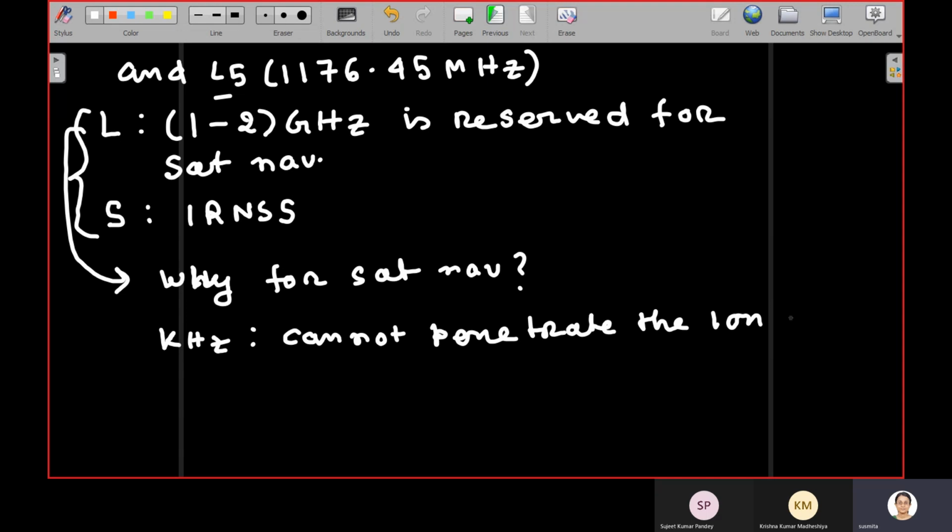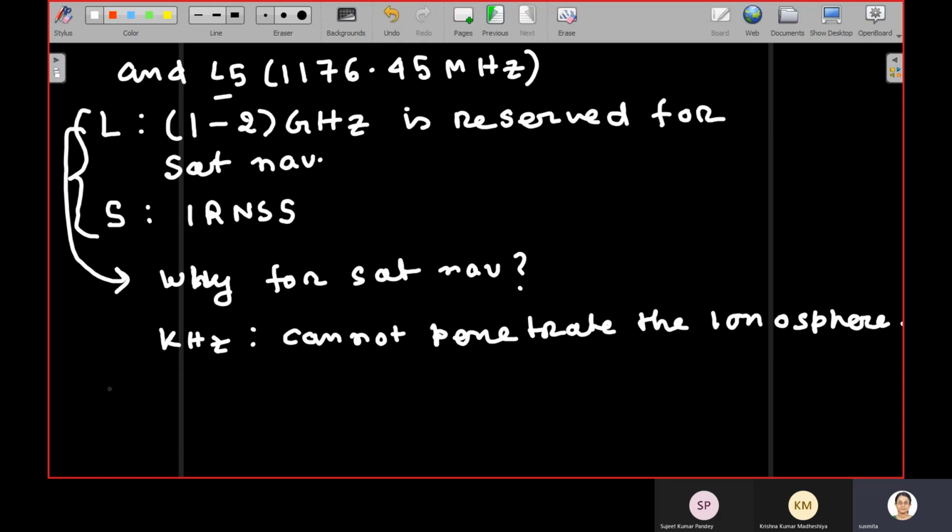Now, in the case of a satellite, what will happen? They will be reflected back to the satellite. That is not the objective, right? We need something that can penetrate the ionosphere. This is why we cannot go for a very low frequency signal.